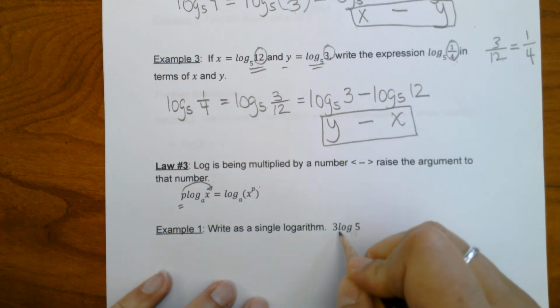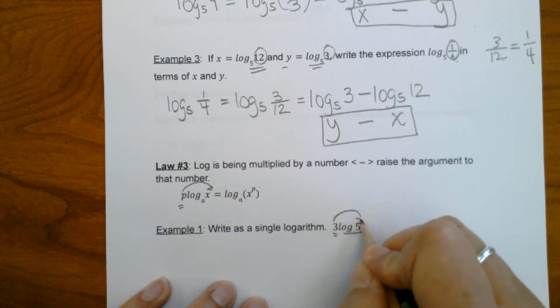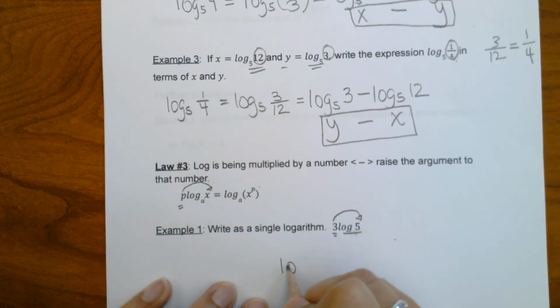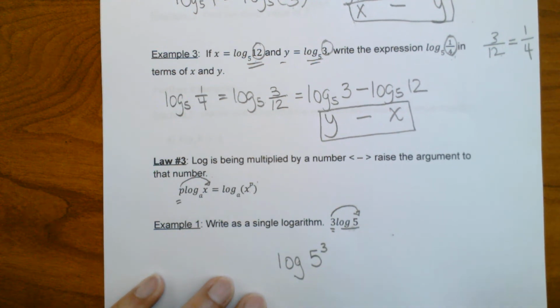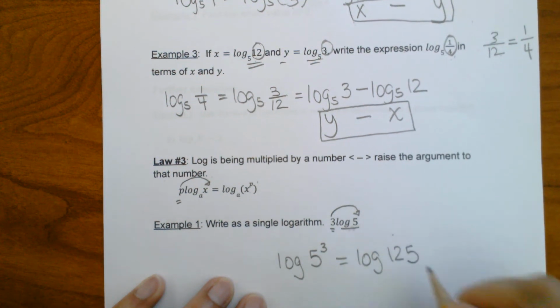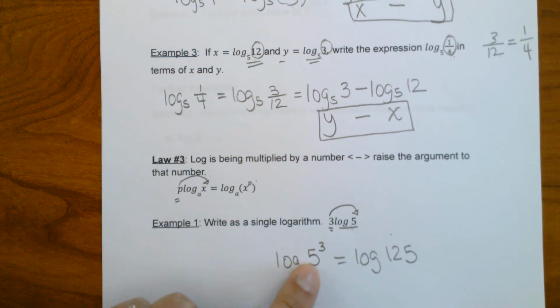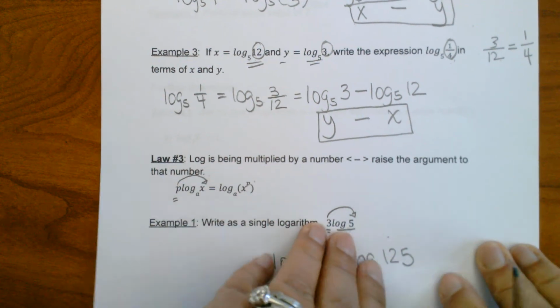Okay, so write as a single logarithm. We have a number being multiplied by a log. So this 3 is going to come up to the exponent position. So this is going to be log of 5 raised to the 3rd power. Can you go on? Yes, we could do log of 125. 5 times 5 times 5 is 125. Okay, next example.